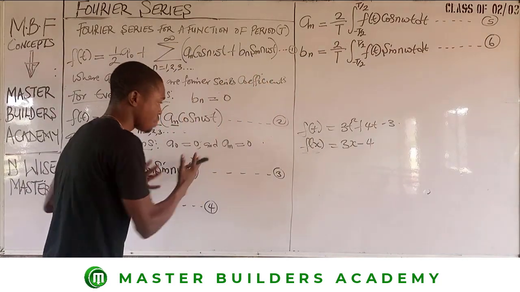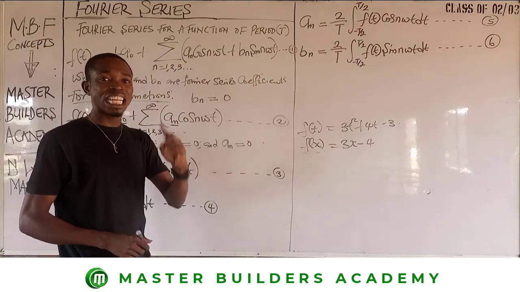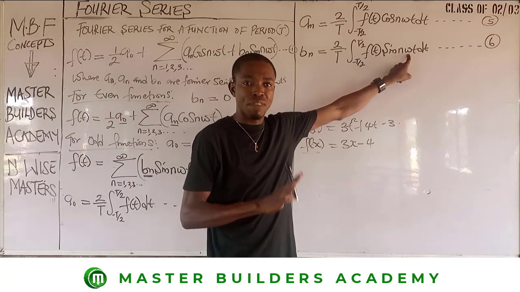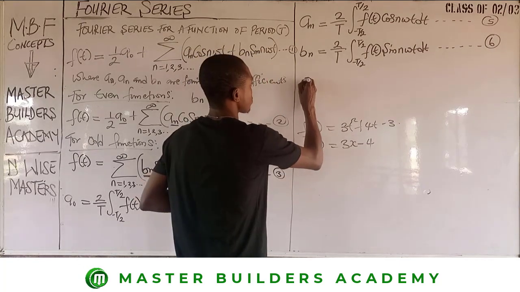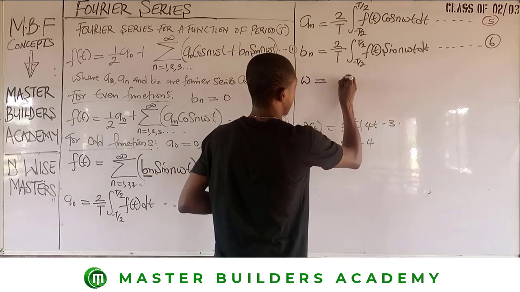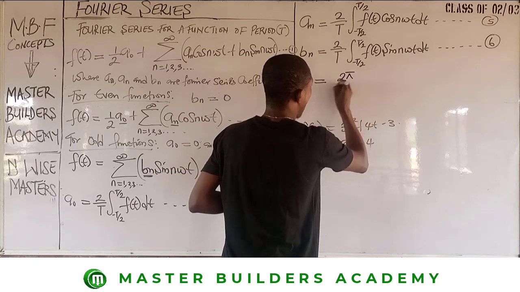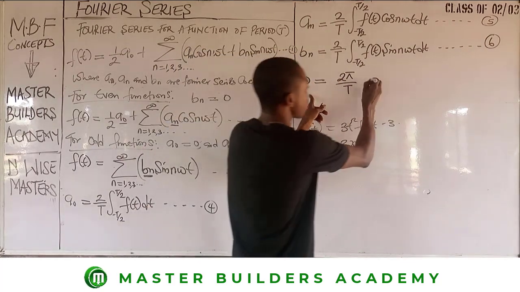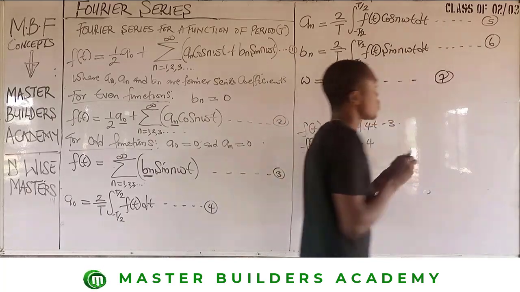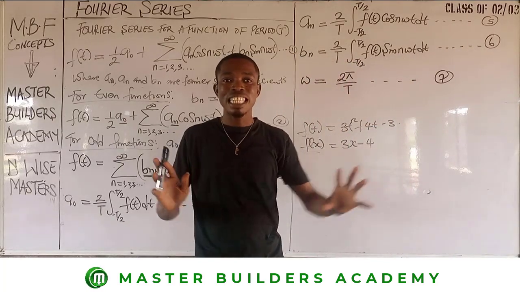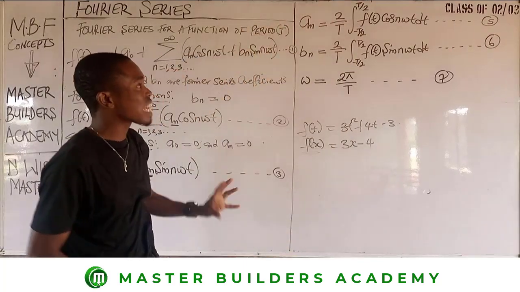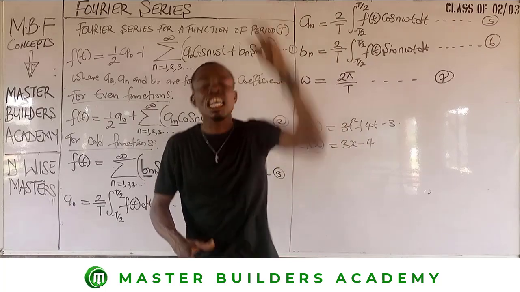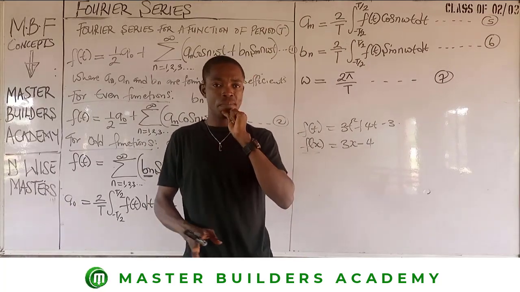So having stated all of these formulas, what are the other necessary equations needed? We need the equation for omega, which is angular velocity, and this is given as 2 pi over T. This is the equation. So we can call this equation 7.